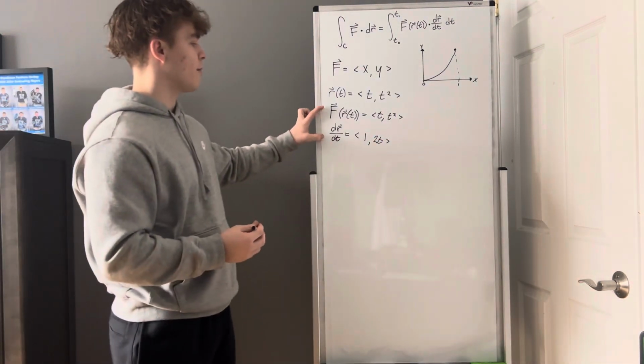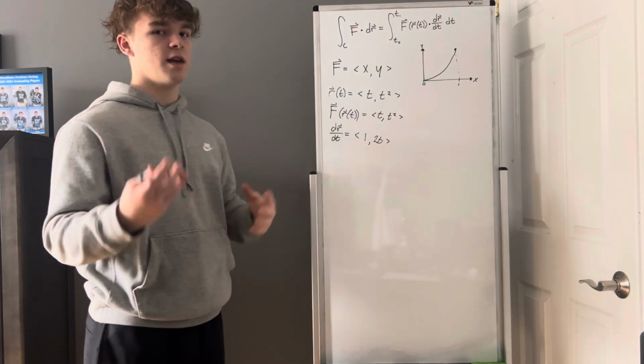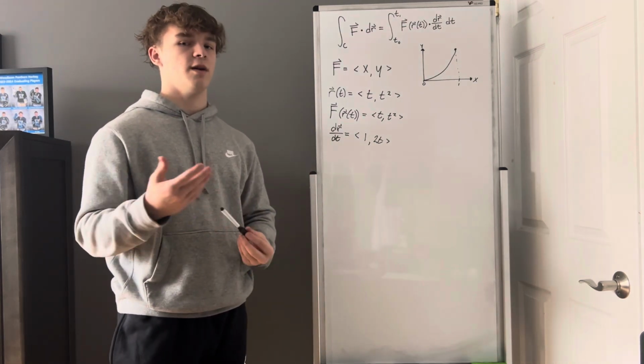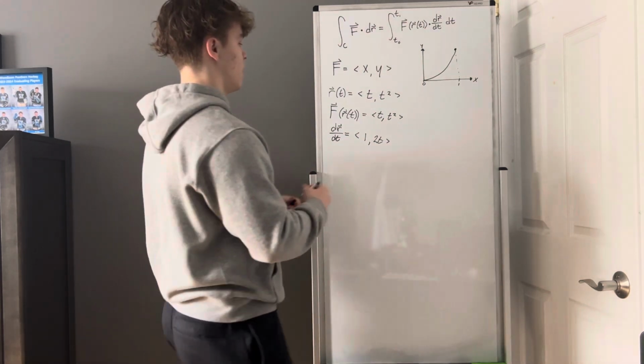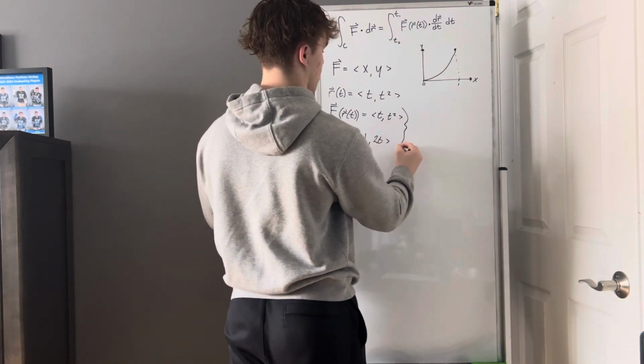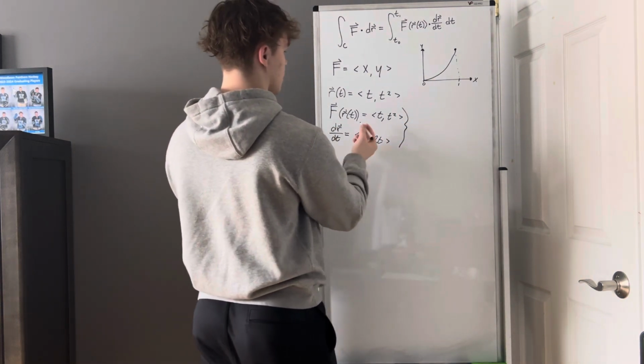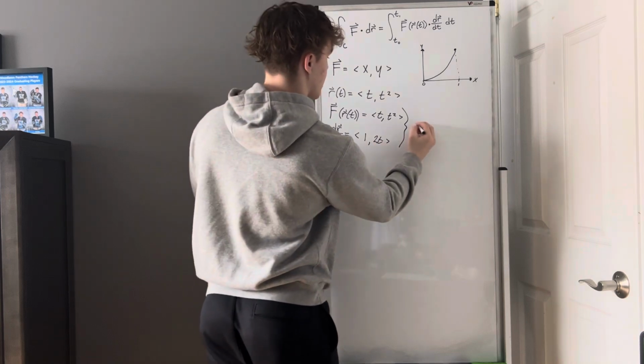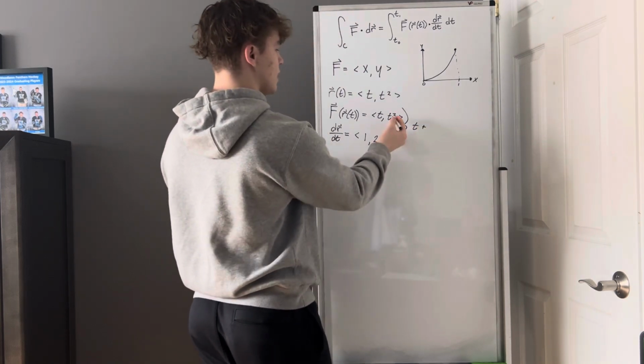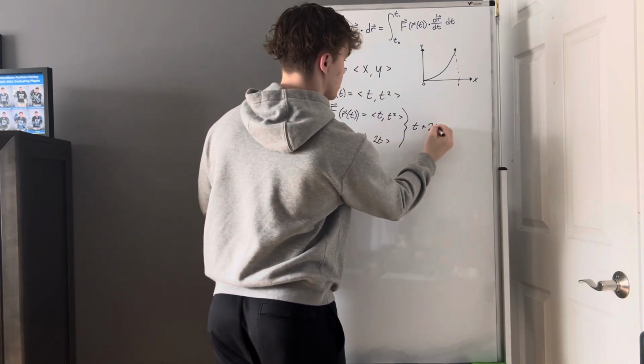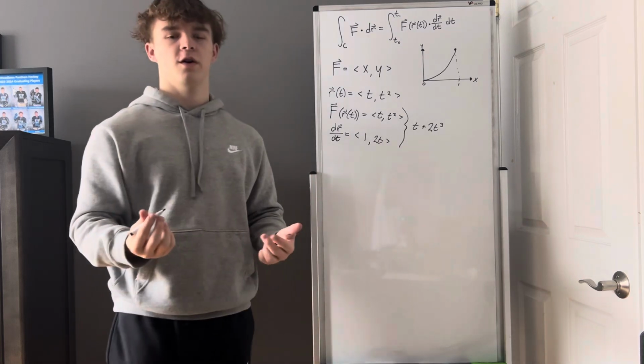Now we must dot product these together to get a scalar so that we can actually evaluate this integral. Okay, let's just do this. t times 1 is t. 2t times t squared is 2t cubed. Very simple, very easy.